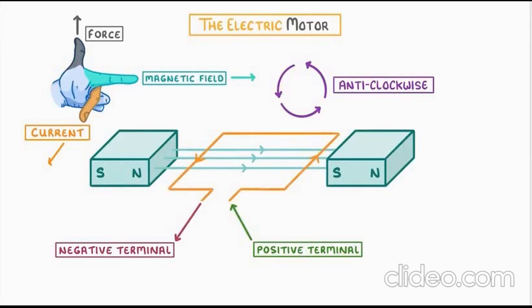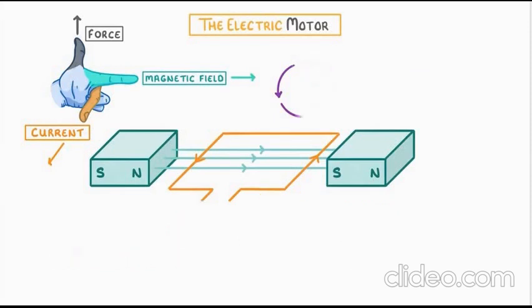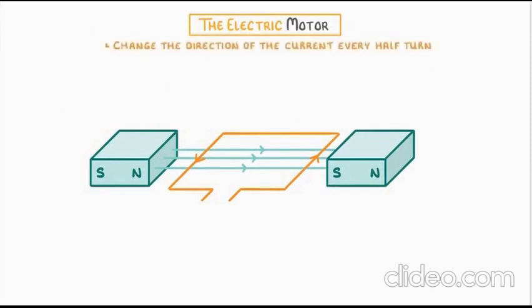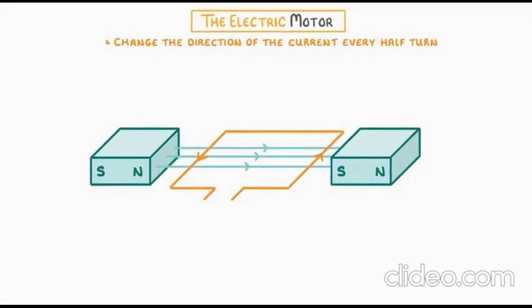Meaning after 180-degree rotation, it will come back to its original position, and it will never do a 360-degree turn. It will never complete the full rotation. But in motors, we know that the spinning effect is of a complete 360 degrees, or it takes a complete rotation to produce the motor effect, right? So this is not useful for us. We should make some changes in it in order to get a complete rotation. For that, what we have to do is change the direction of the current every half turn.